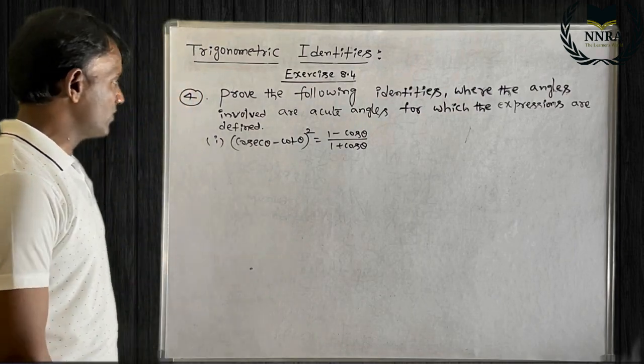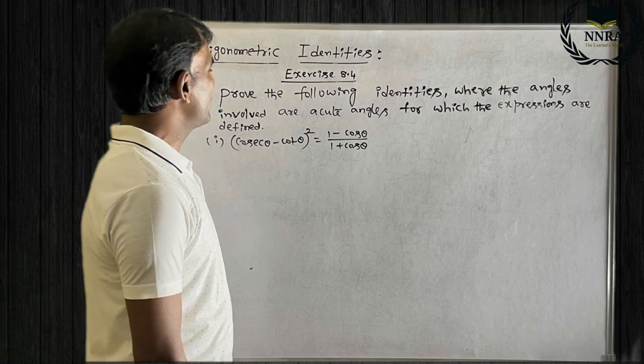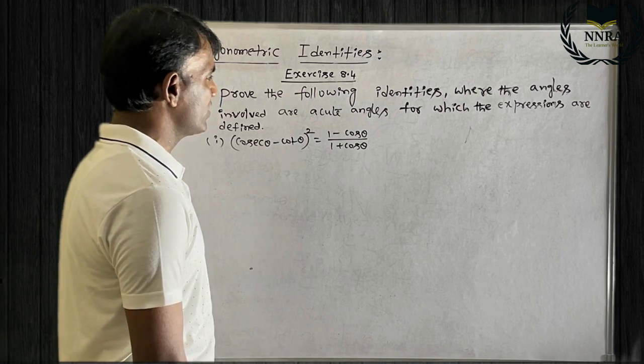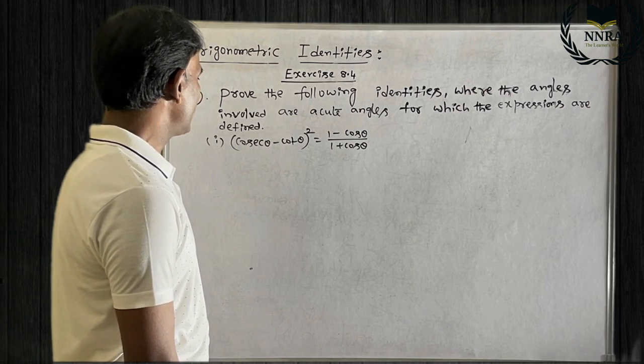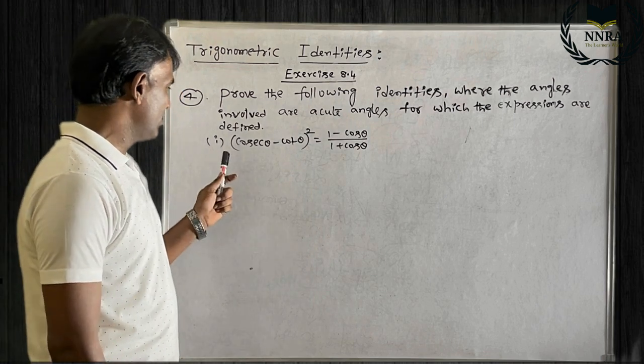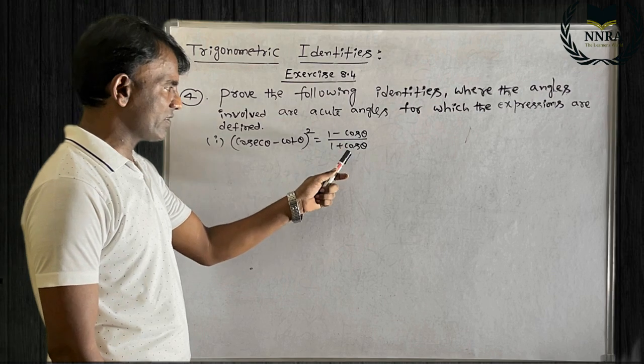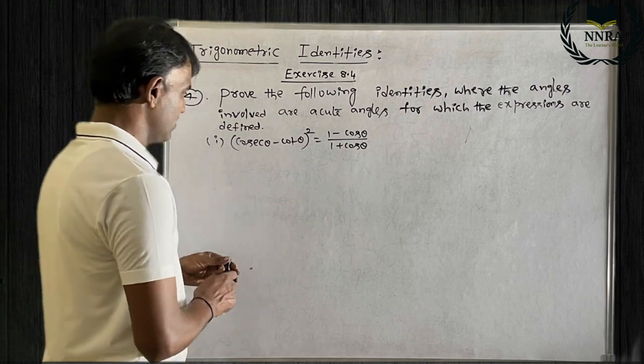Okay, now this is the fourth question. Prove the following identities where the angles involved are acute angles for which the expressions are defined. In that, this is the first question. Cosecant theta minus cot theta whole square equal to 1 minus cos theta by 1 plus cos theta.